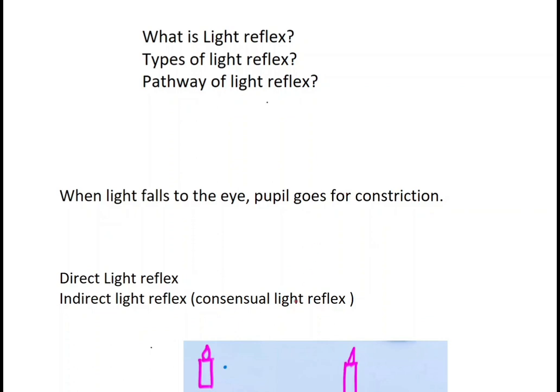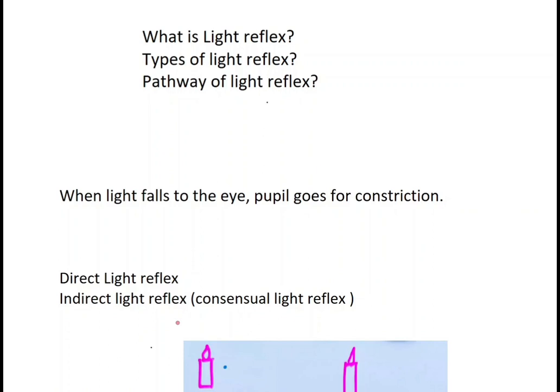Okay, there are two types of light reflex. One is direct light reflex, another one is indirect light reflex. When I say direct light reflex, we'll take an example. You are putting a torchlight into the patient's right eye. The right pupil constricts. So directly the same pupil, whichever you put the light in, that constricts. We call it direct light reflex.